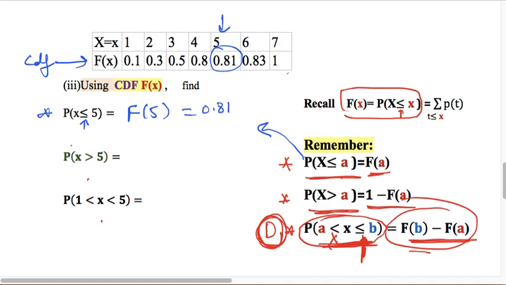The next one is greater than. So for greater than, we can just write down 1 minus F of 5. So we have already calculated above 1 minus 0.81. So what is 0.81? So we are getting 0.19. Right, so we got the answer.